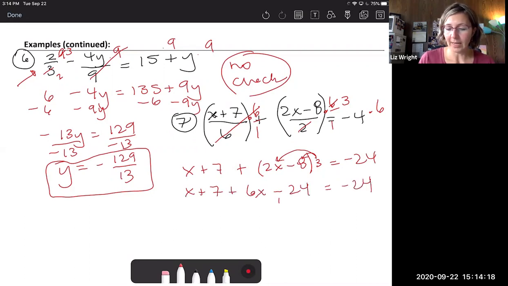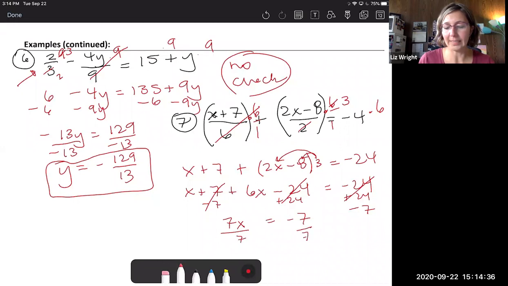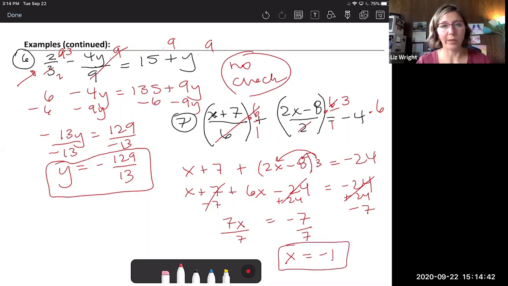So I'm going to add the 24 over, I'm going to subtract the 7. So I'm getting rid of those. Now we have 7x on this side. The negative 24 and positive 24 are just going to cancel out. So we've got 7x equals negative 7. Let's divide both sides by 7. Then x equals negative 1. I'm going to check my answer key, and we are correct. That x equals negative 1. So we're not going to do a check for this one either. No check.